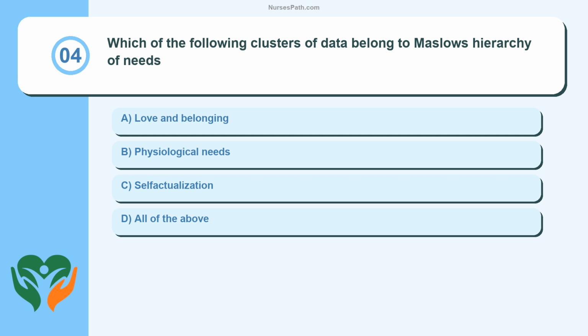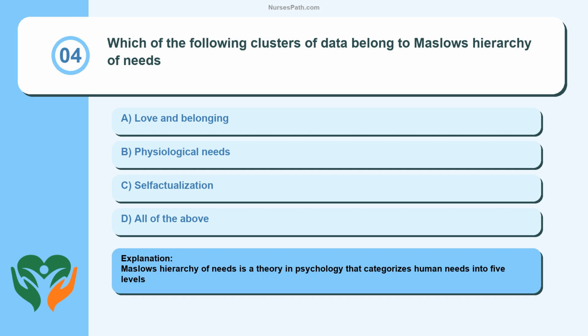Question 4. Which of the following clusters of data belong to Maslow's hierarchy of needs? Love and belonging, physiological needs, self-actualization, all of the above. Maslow's hierarchy of needs is a theory in psychology that categorizes human needs into 5 levels.